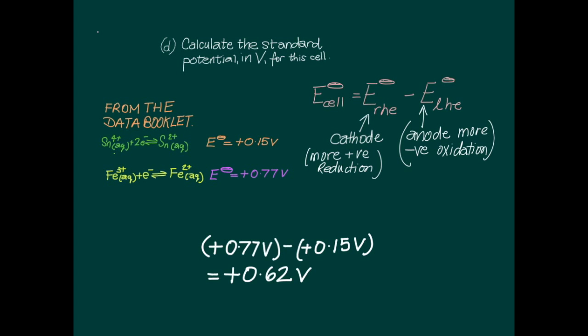Using the equation, the electrode potential equals the cathode, or the right-hand electrode, minus the anode, or the left-hand electrode. In this case, iron is the cathode, and tin the anode. Iron is the more positive of the two values. Plus 0.77 minus positive 0.15 gives a cell potential value of 0.62 volts.